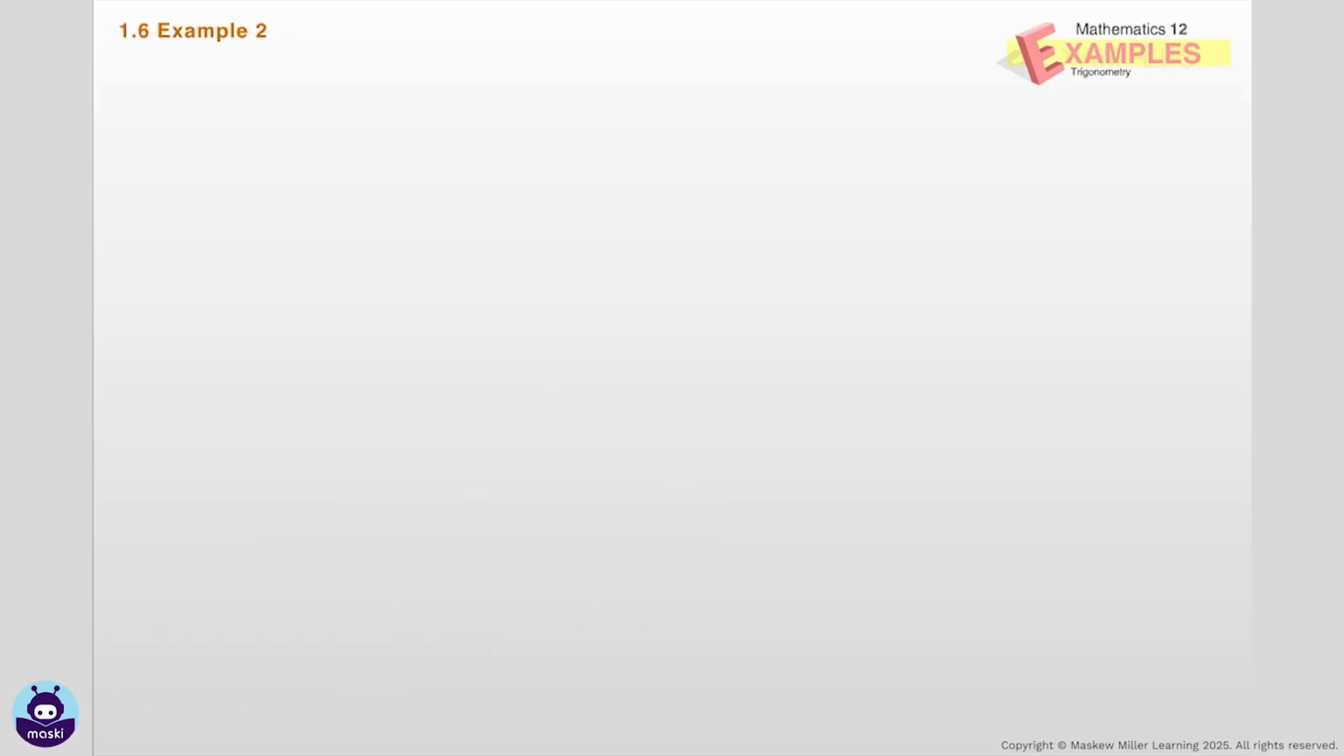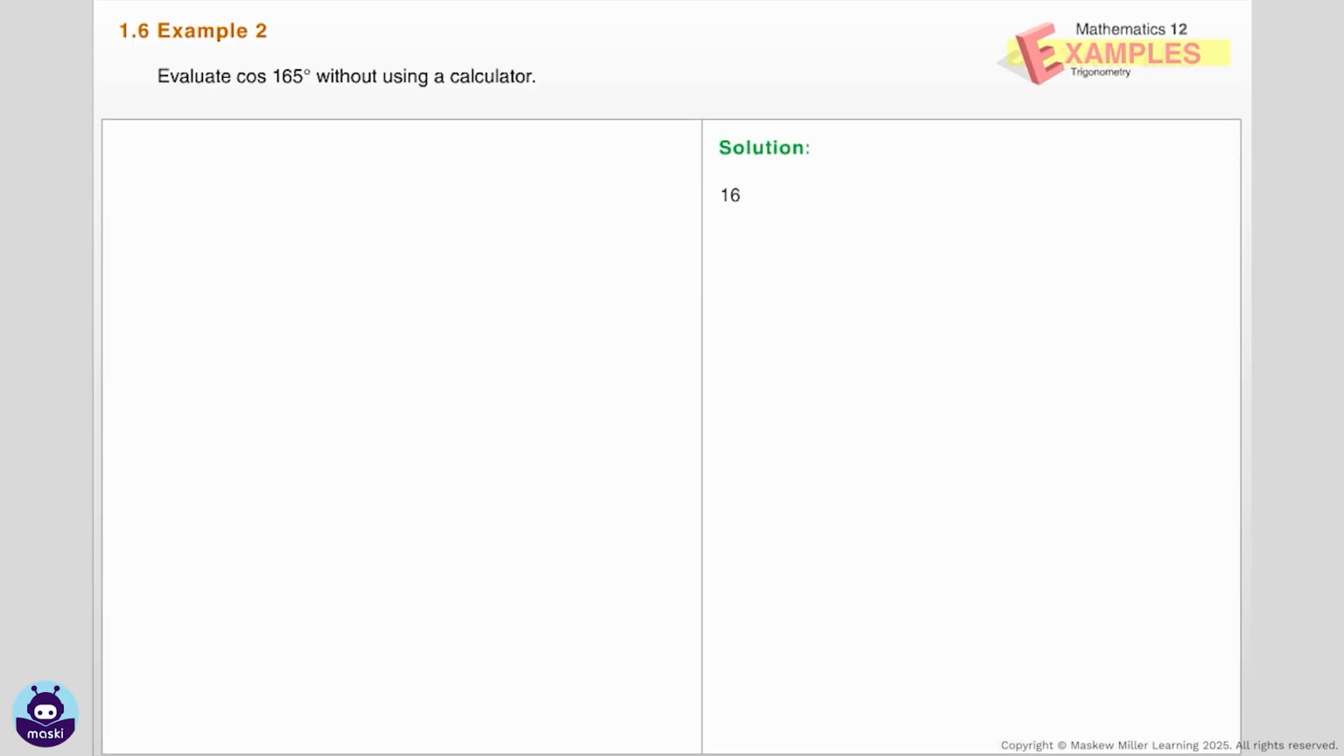Example 2. Evaluate cos 165 degrees without using a calculator. Solution. 165 degrees equals 135 degrees plus 30 degrees.